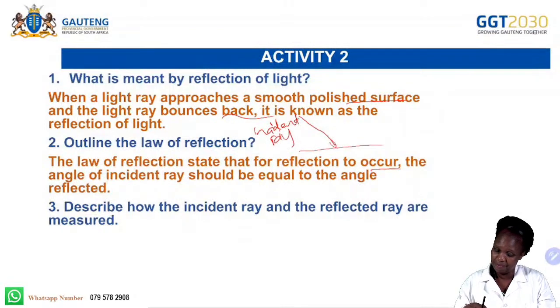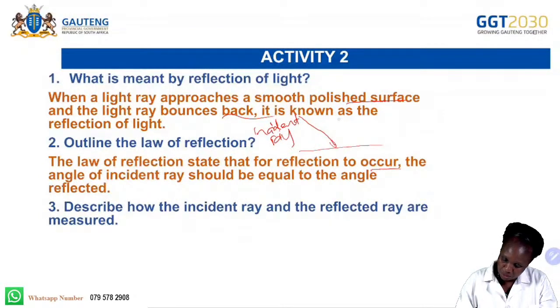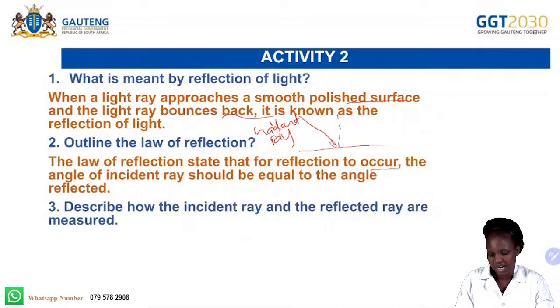Okay, this is incoming. And then we've got our normal. That is the imaginary line. This is the normal. And then the reflective ray, it is the outgoing one. This is the reflected ray.